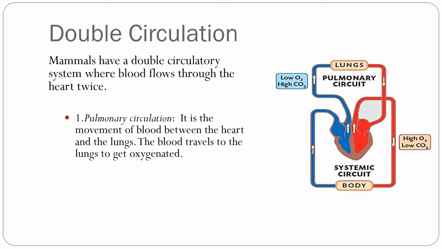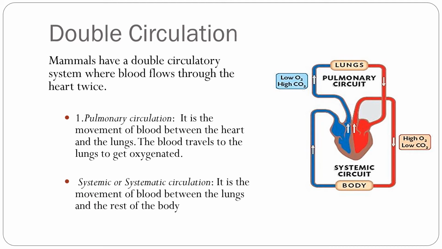Next we have the systemic or systematic circulation. This involves the movement of blood from the heart to all parts of the body, and back to the heart again. So to recap, one movement is the blood moving to the lungs and returning, and the second movement is when blood moves from the heart to the rest of the body. Thus we call this double circulation.